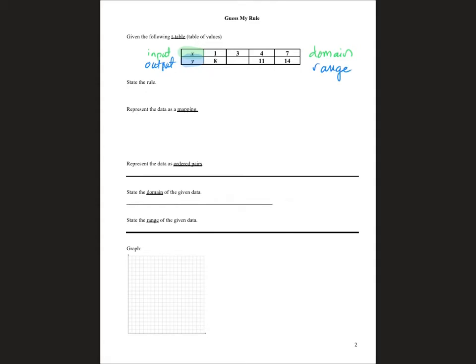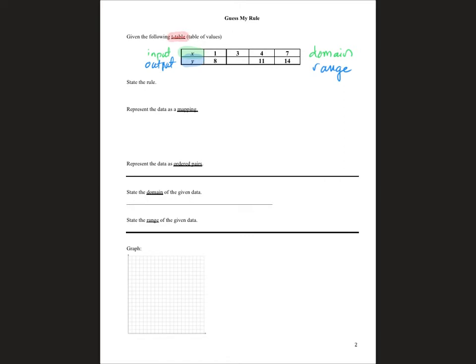Now, I've given you some ordered pairs, and what if I say, there's got to be a rule, something that I'm doing to the X values to get the Y values. So again, I have written this in terms of what's known as a T-table, or a table of values.